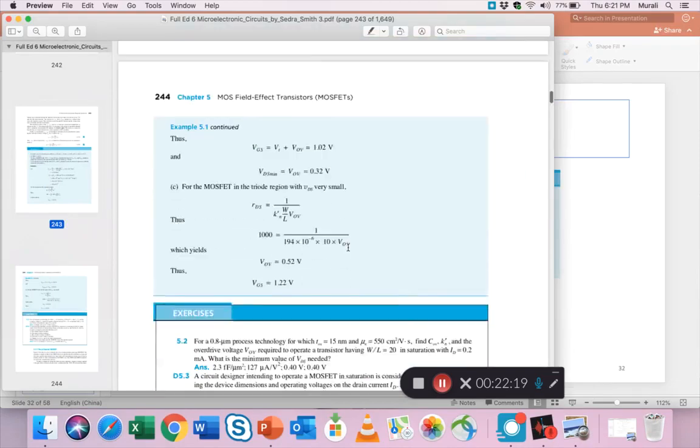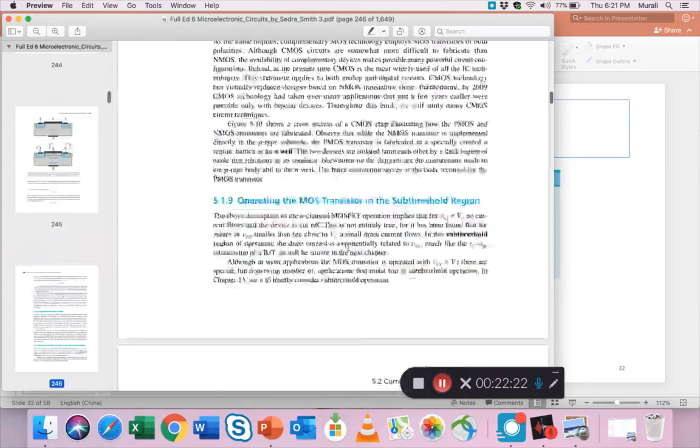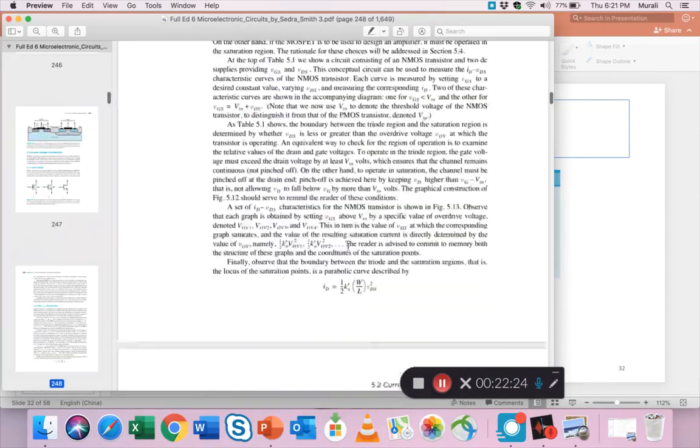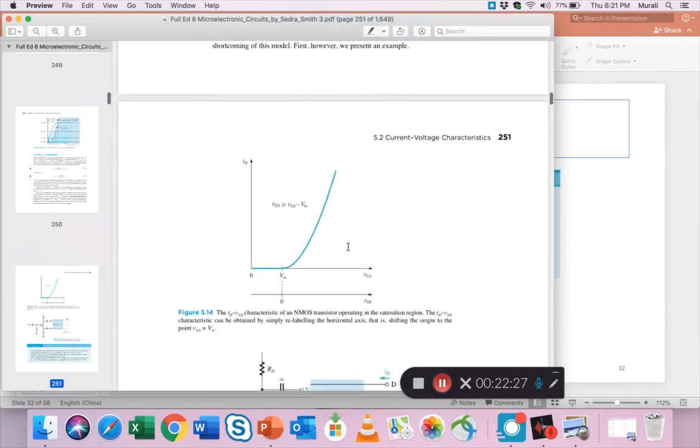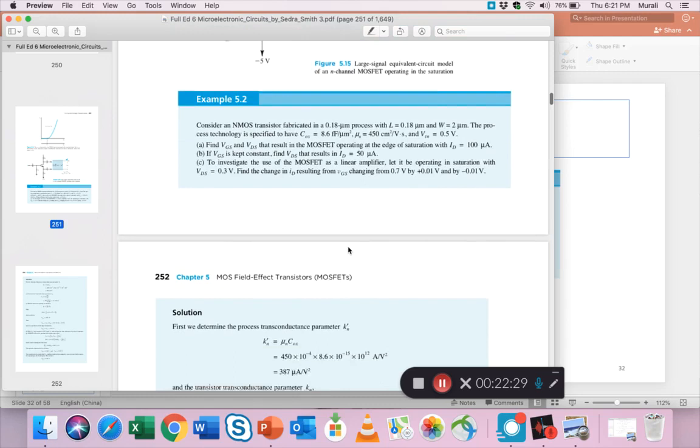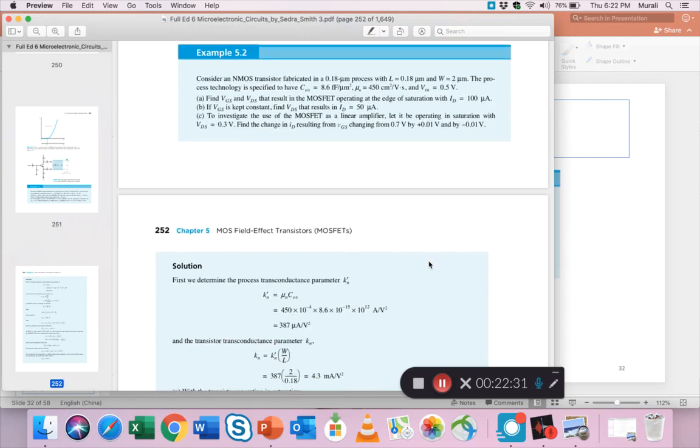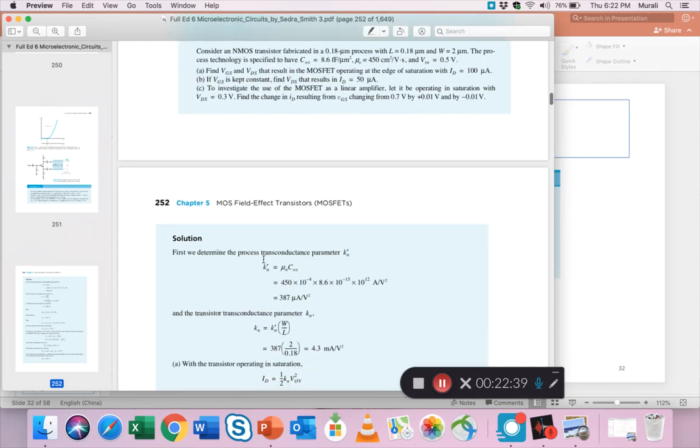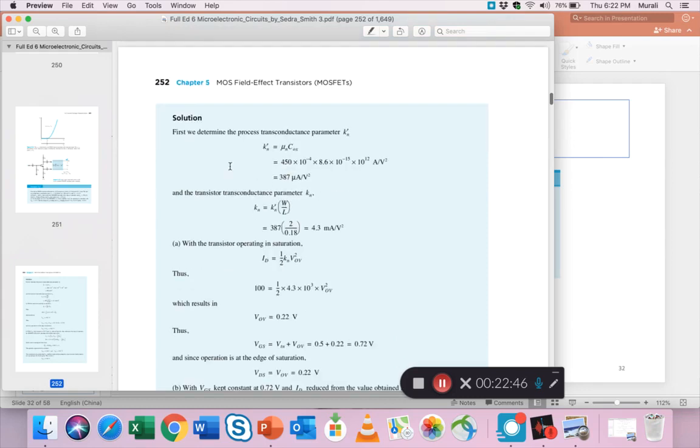I don't want to spend too much time on this. This is 5.2, so let me get to 5.2 in the textbook. Okay, this is 5.2. So we have part A, part B, part C to solve. The first thing he does is to find the process transconductance parameter, which is this Kn prime. Then he finds the transistor transconductance parameter, which is Kn. This is just straight manipulation of all the data that's been given.